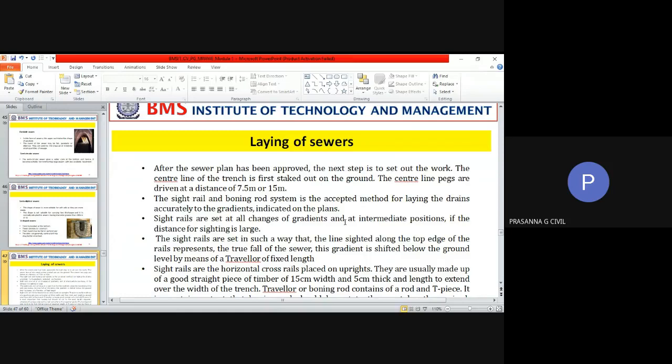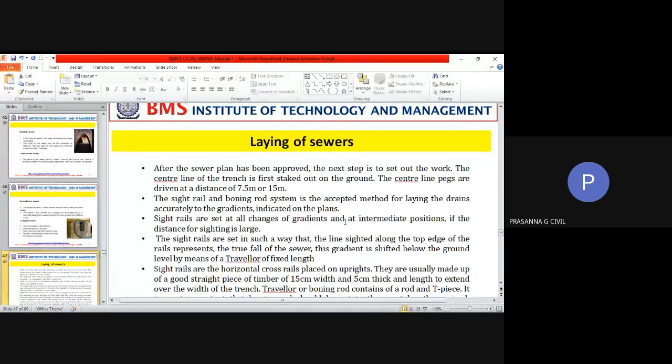components. They are called site rails and boning rod system. So what a site rail means is a horizontal beam of wood which is across the trench that is being dug. On two sides, they will put down the vertical supports, and you will have a rail or a piece of wooden member which is across the width of the trench that you are digging.